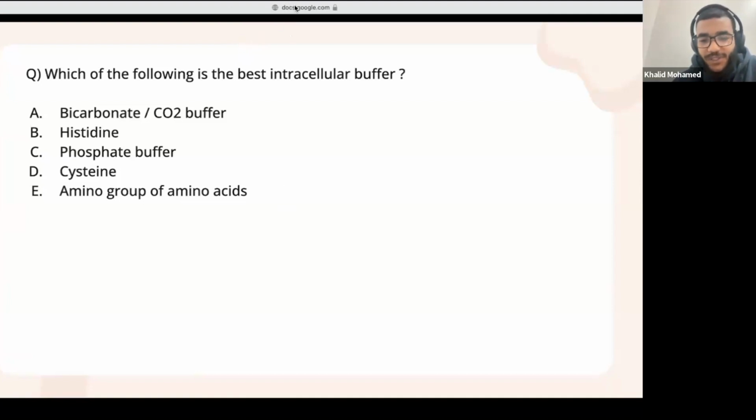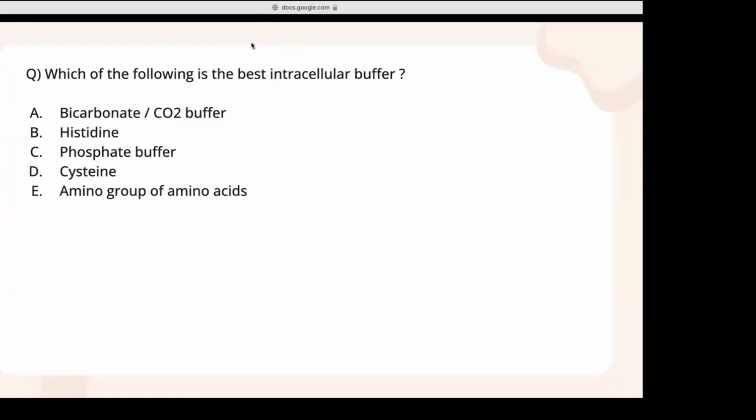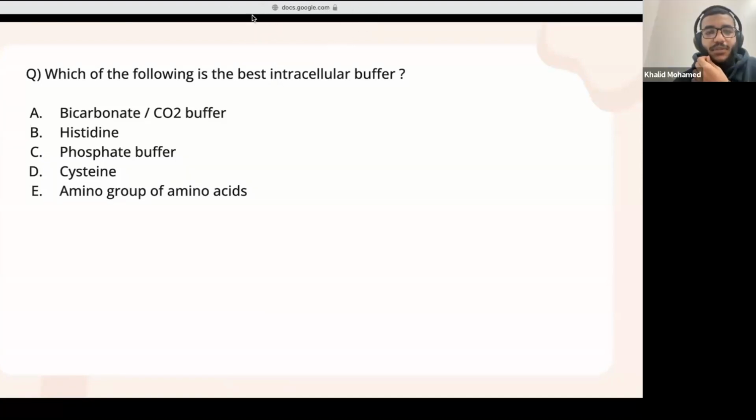So basically, which buffer works best inside cells? So the answer is actually C. This is pure memorization. It has a bit of understanding, but you need to memorize it as well.